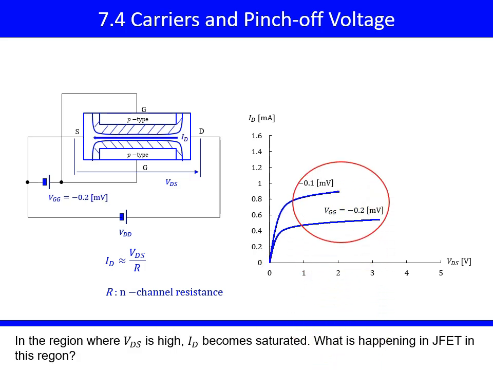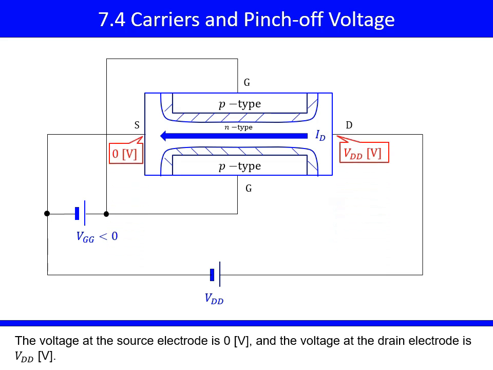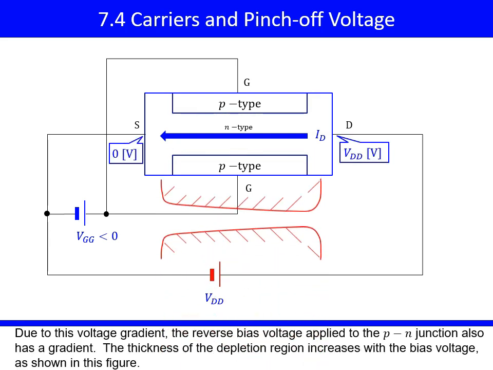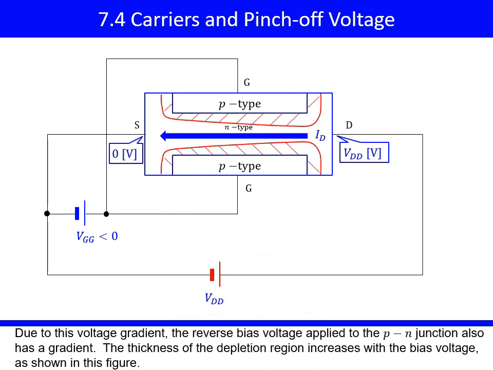In the region where VDS is high, ID becomes saturated. What is happening in JFET in this region? The voltage at the source electrode is 0 volt, and the voltage at the drain electrode is VDD volts. Due to this voltage gradient, the reverse bias voltage applied to the PN junction also has a gradient. The thickness of the depletion region increases with the bias voltage, as shown in this figure.